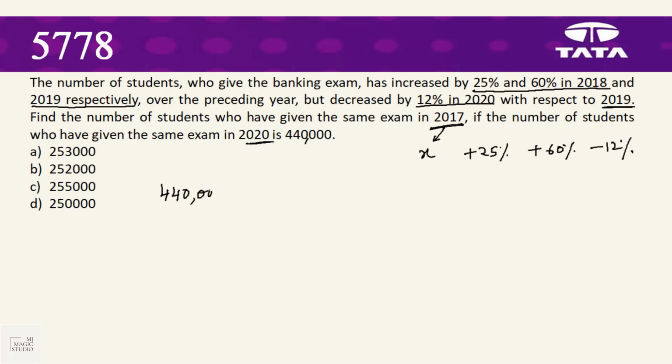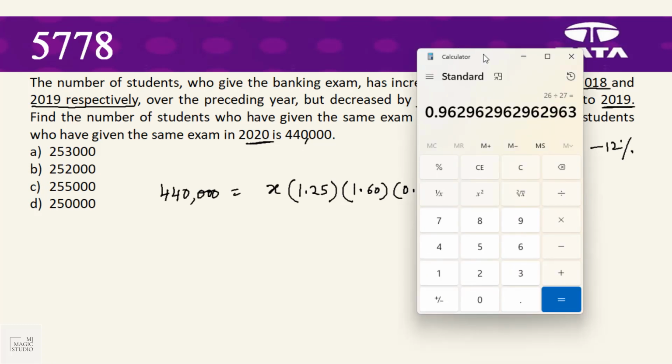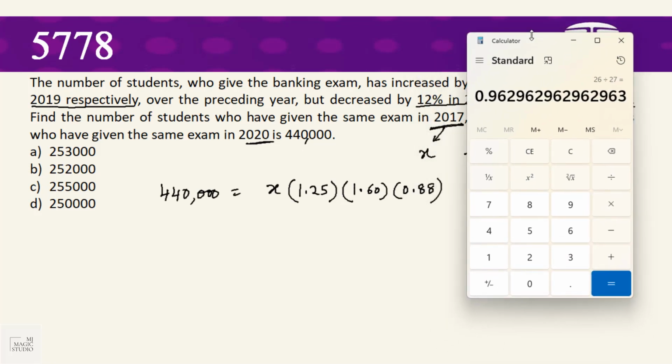So 2020 strength is equal to strength in 2017 into growth rate in 2018, which is 25%. That would be 1 plus 25 by 100, 1.25. Into growth rate next year, which is 60%, 1 plus 60 by 100 is 1.60. Then growth rate in the next year, 2020, is minus 12%. So it will be 1 minus 12 by 100. That will be 0.88. So now we can use our on-screen calculator and we can do it quickly.